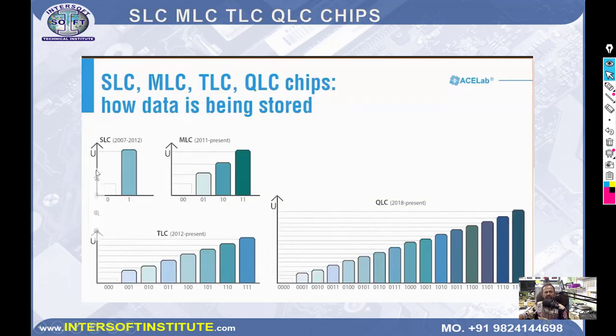So here a single level is 2 states, 0 or 1. Here 00, 01, 10, 11, 4 options are multi level, then triple level, quad level. This is your storage.